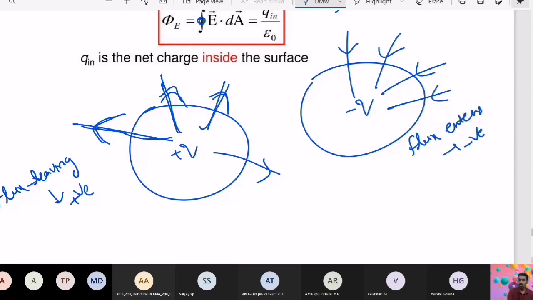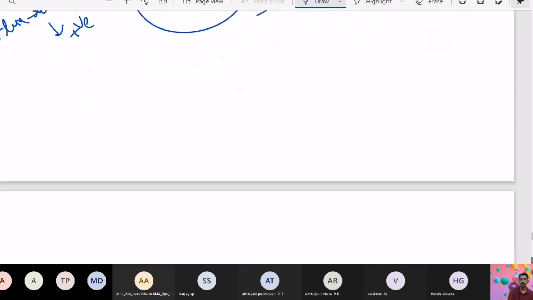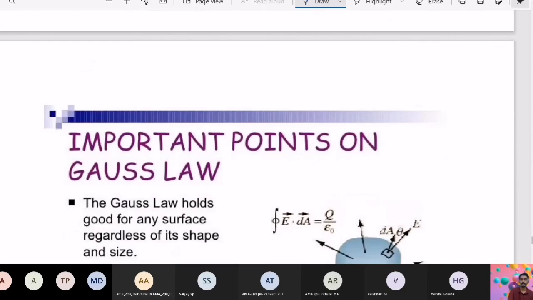So flux leaving or flux entering, flux may be positive, flux may be negative. Flux is positive due to positive charge, flux is negative due to negative charge. Flux positive means leaving the surface, flux negative means entering the surface. That is what we need to understand.